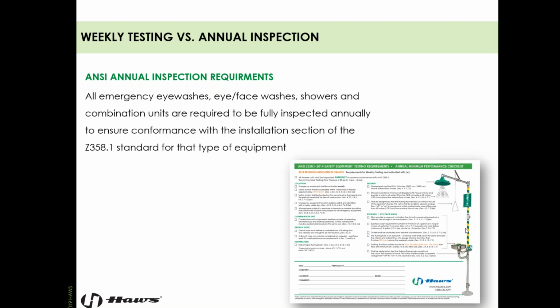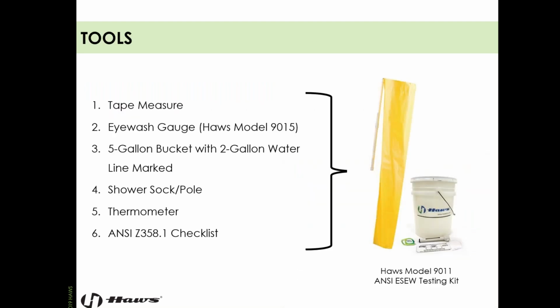So this is our checklist in the bottom right-hand corner. This will be sent out in the follow-up materials, but it's a great guide on how to accomplish exactly that, an annual inspection. So you're gonna have to cover all of the following. And what you're gonna need are the following tools. You're gonna need a tape measure, an eyewash gauge. All manufacturers manufacture an eyewash gauge, and that's because ANSI told us how to make it. They gave us the exact design on how to do this. Our model is the 9015. This, what you're seeing on the right here, is the 9011. This is a full ANSI testing kit.